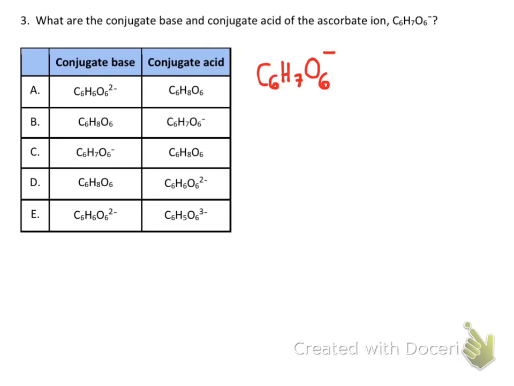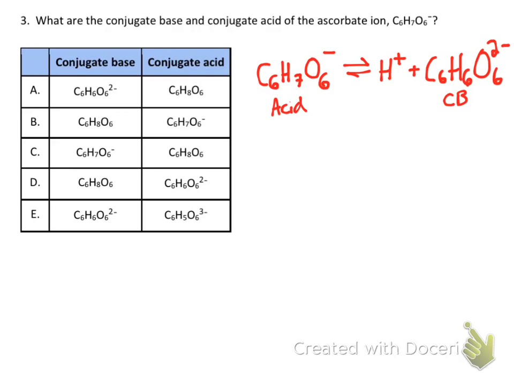First, let's figure out what its conjugate base is. So to find the conjugate base, we're going to treat this like it's an acid. So this can dissociate, and if we're treating it as an acid, it's going to be getting rid of an H+. So here's our H+, and that'll leave behind C6H6O6 2-. Okay, so that would be the conjugate base.